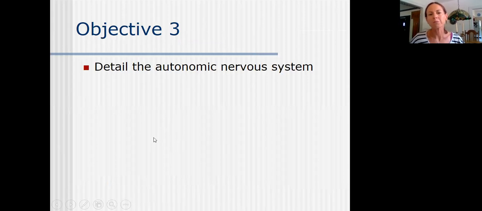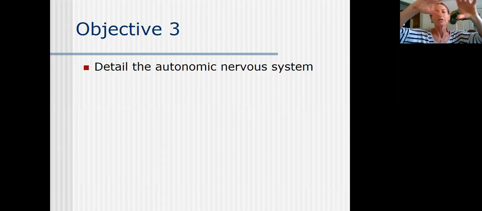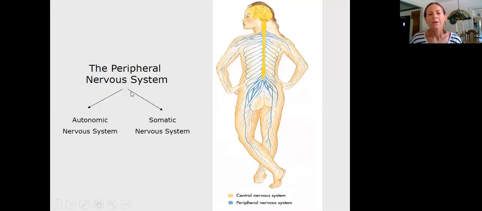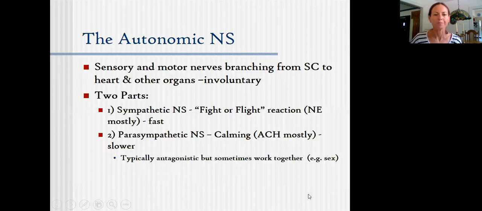Okay, objective number 3, we're going to detail the autonomic nervous system. So we're taking a look at just that area of the peripheral nervous system that we call autonomic. Remember, the peripheral nerves break into the somatic and autonomic nervous system. We're just talking about the autonomic here. This part of the nervous system, all in blue here, is the autonomic nervous system. The central nervous system is in yellow.